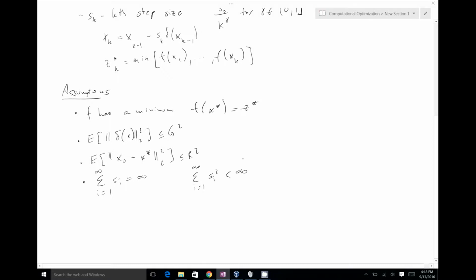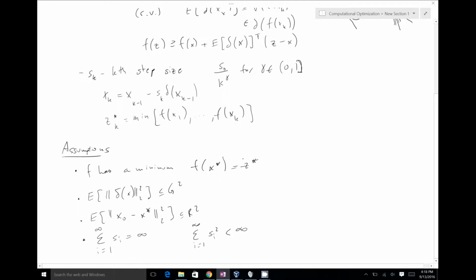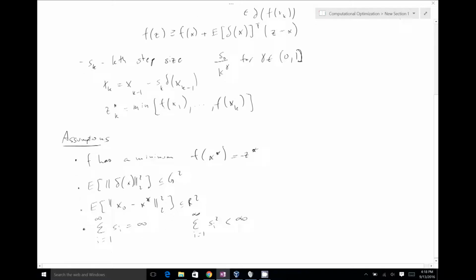And in general, that's where you can see these step sizes. What do they look like? They're s_0 over k to the gamma, with gamma somewhere between 0 and 1. Generally, that gives us the property that the step sizes are not summable, but the squared step sizes are summable. So that's why these step sizes have this weird format.